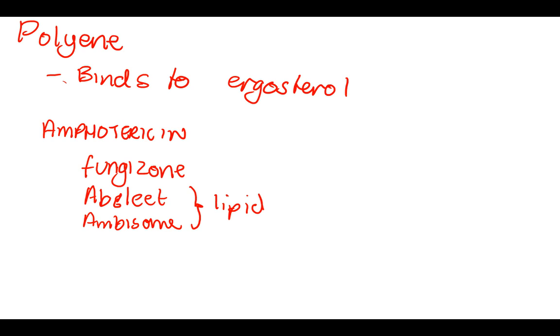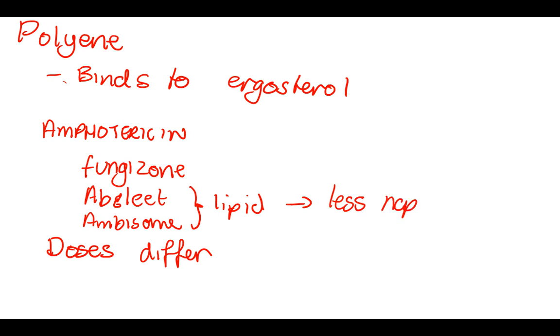What you need to know, and why it's extremely important, is that the doses differ between the formulations. So the dose for AmBisome and Abelcet tends to be higher than the dose for Fungizone, because the lipid formulations are much less toxic and cause less nephrotoxicity, but consequently require higher doses.